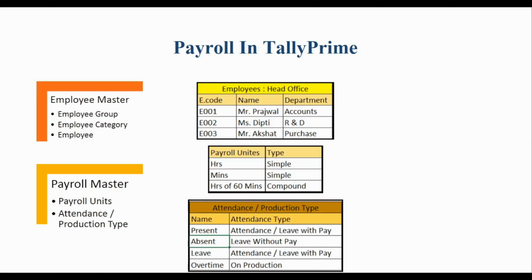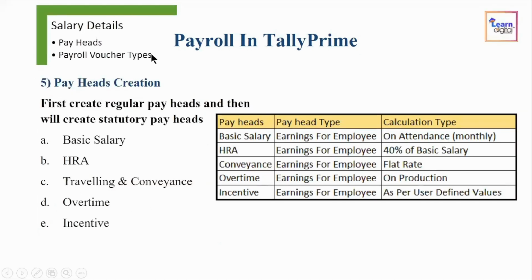OT means overtime. It is calculated on production. For extra, how many hours he is working, accordingly, whatever the per hour rate is decided for that particular employee, the amount of overtime will get calculated. So these two parts we have covered. Now in this part, we will go through the third step, that is salary details. In that we will create different pay heads and payroll voucher types.